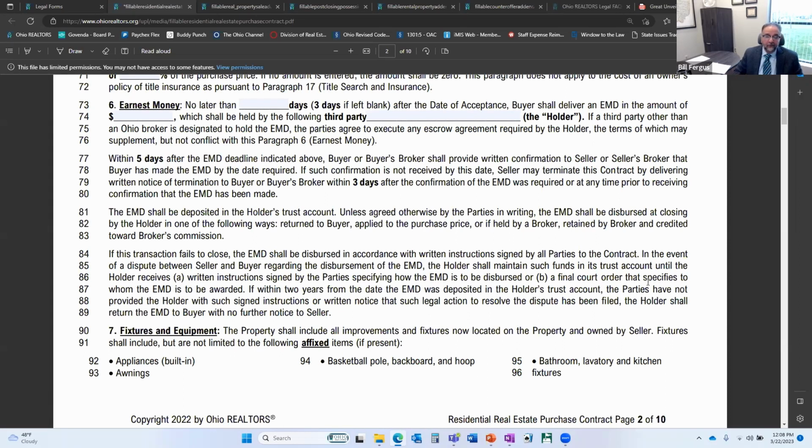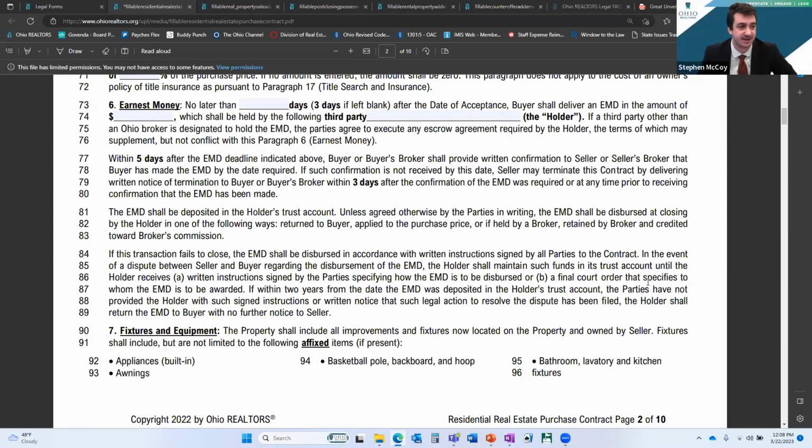So if a broker's holding it or a third party such as a title agency holding it, it makes no difference whatsoever in how that earnest money deposit's handled. It's all going to be handled pursuant to the state law that applies to brokers.